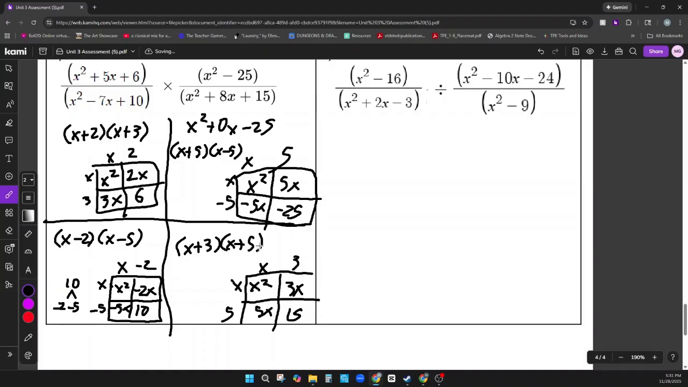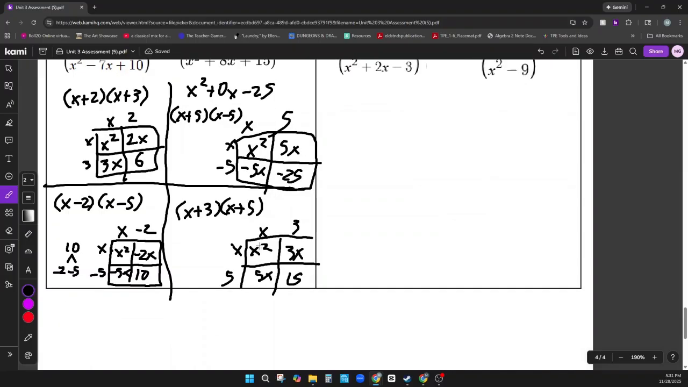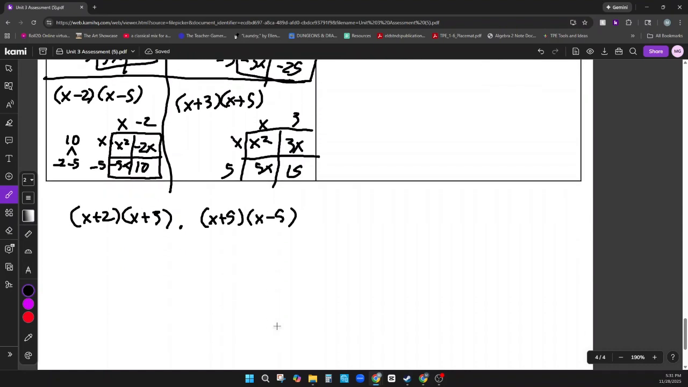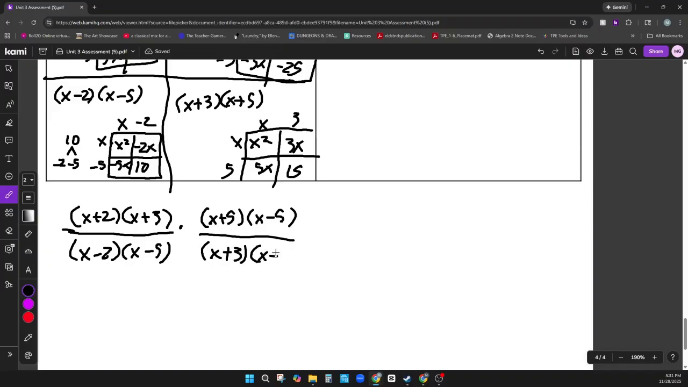Phew, the hard work is done. Now I just need to put it together and cancel. So looking at all my components, I'm going to have x plus 2 times x plus 3 times x plus 5, x minus 5, all over x minus 2, x minus 5, all over x plus 3, x plus 5.